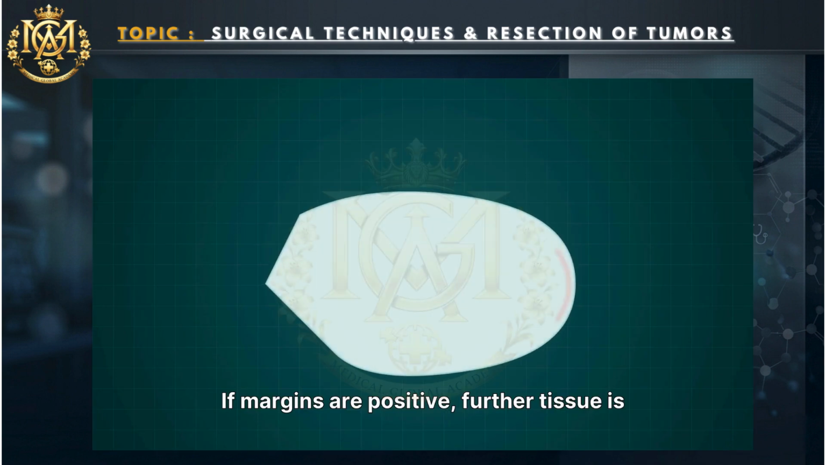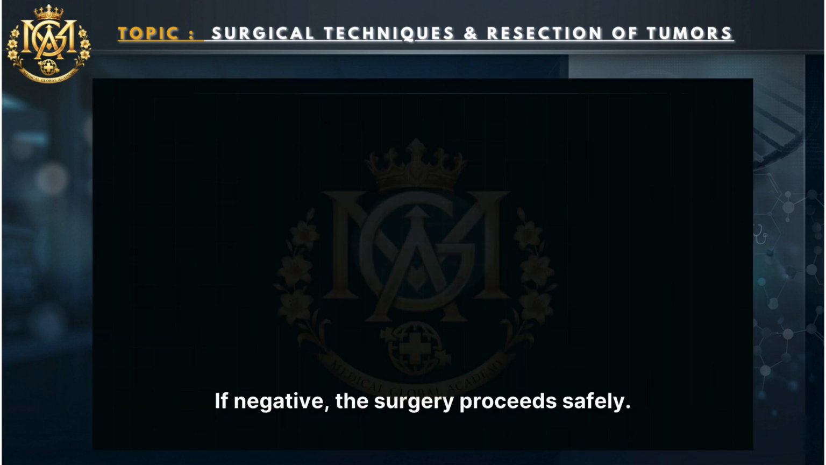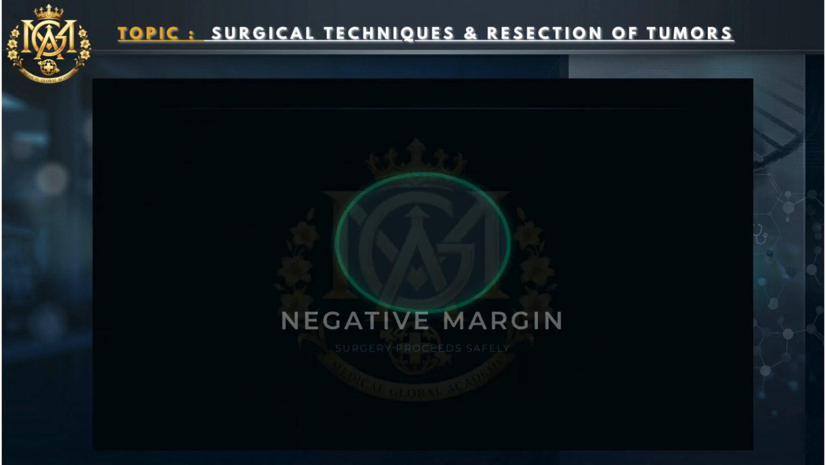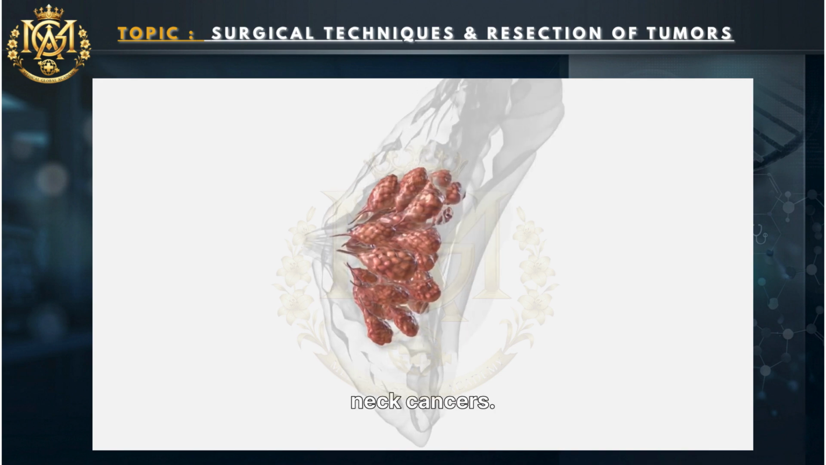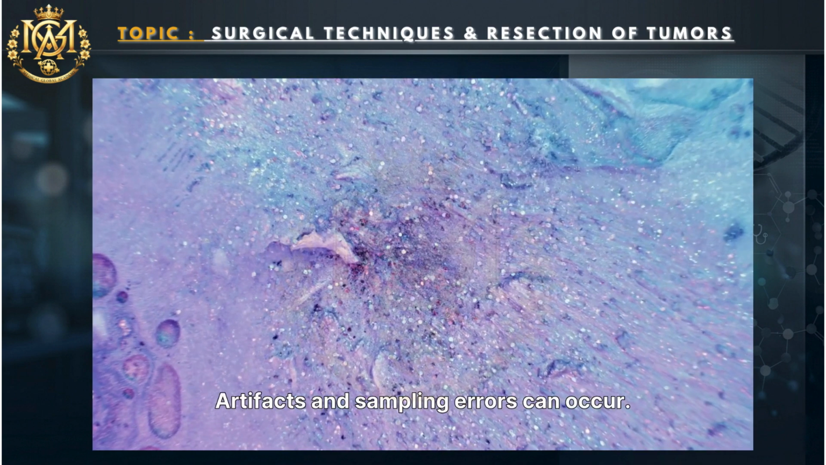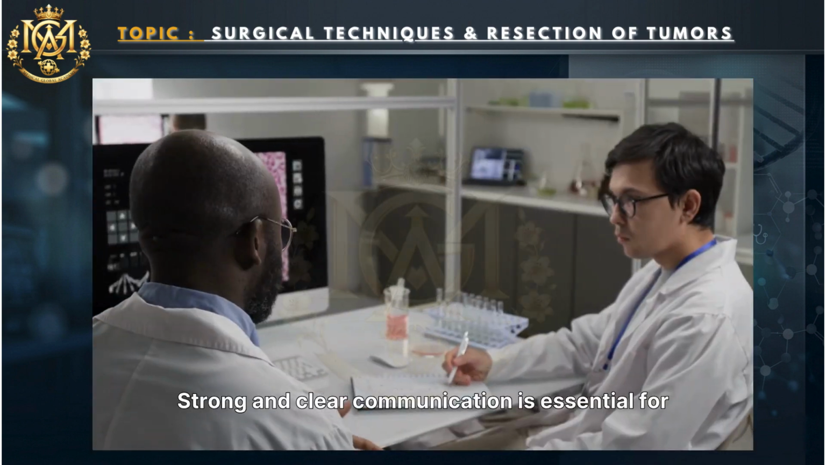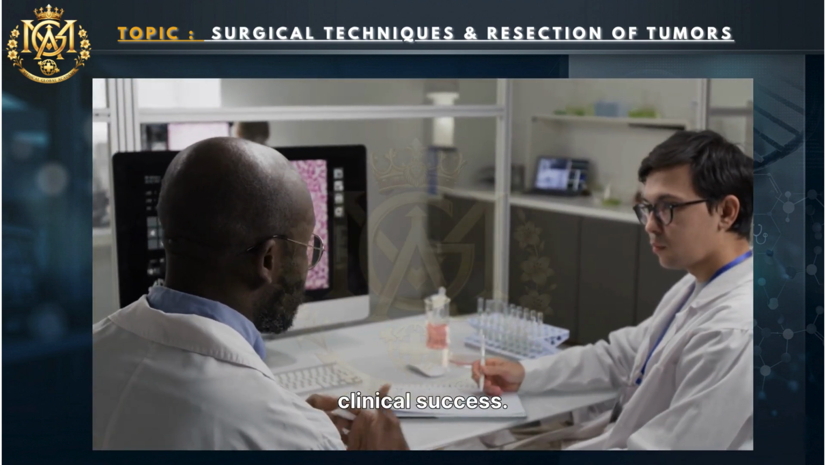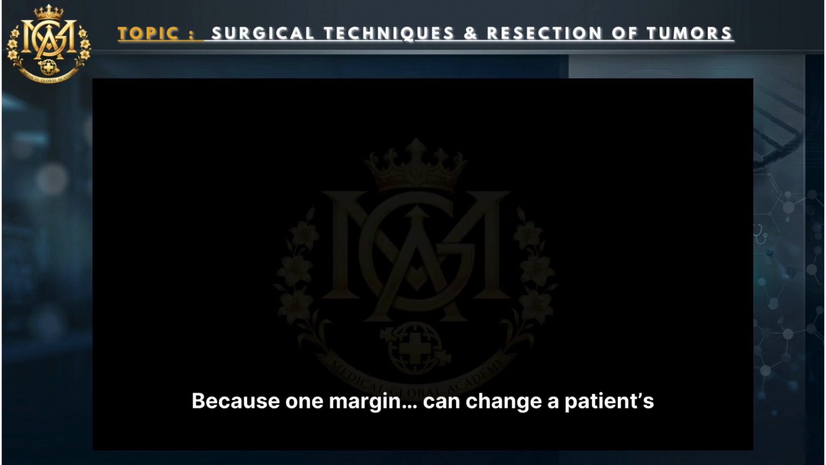If margins are positive, further tissue is resected. If negative, the surgery proceeds safely. It is commonly used in breast and head and neck cancers. But frozen section is fast, not flawless. Artifacts and sampling errors can occur. Strong and clear communication is essential for clinical success, because one margin can change a patient's future.